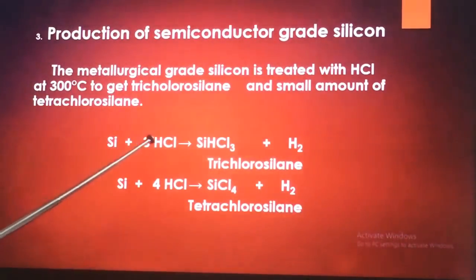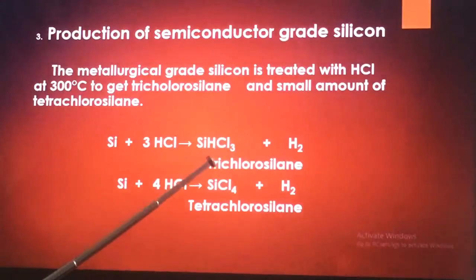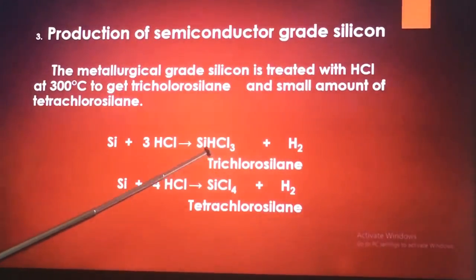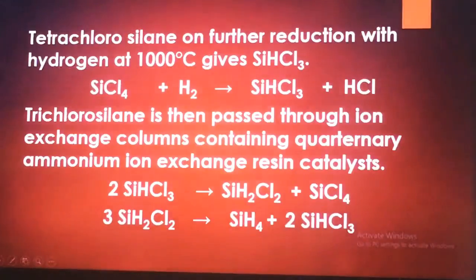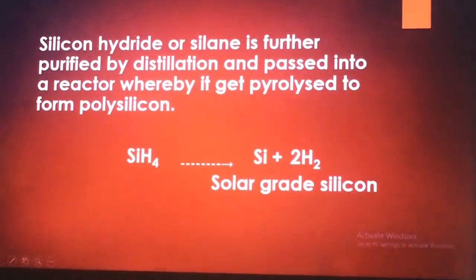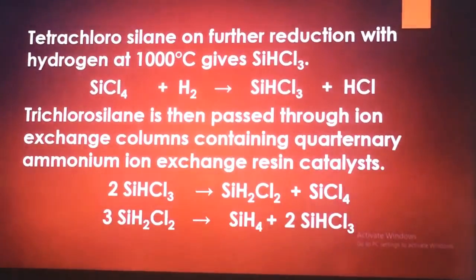So silicon reacting with HCl gas at 300 degrees Celsius results in the formation of trichlorosilane as well as a small amount of tetrachlorosilane. Clear? Now, this tetrachlorosilane, upon further reduction with hydrogen at 1000 degrees Celsius, gives again trichlorosilane.